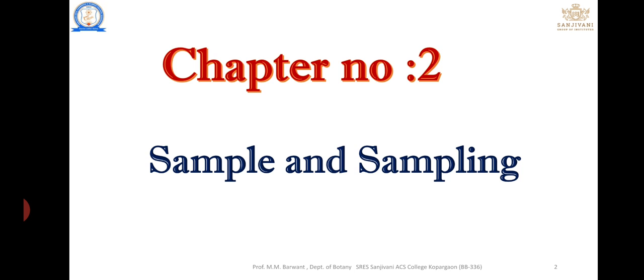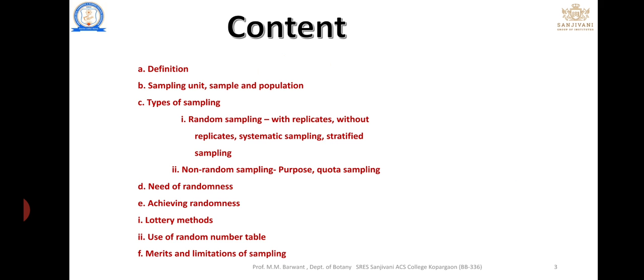In this chapter, the contents are the definition of sample, sampling unit, sample and population, and types of sampling: random sampling and non-random sampling. Next, random sampling types: with replacement, without replacement, systematic sampling, stratified sampling. In non-random there are also two types: purposive sampling and quota sampling. Next, need of randomness, achieving randomness, lottery method, use of a random number table method, merits and limitations of sampling. Those are the contents of chapter number 2.